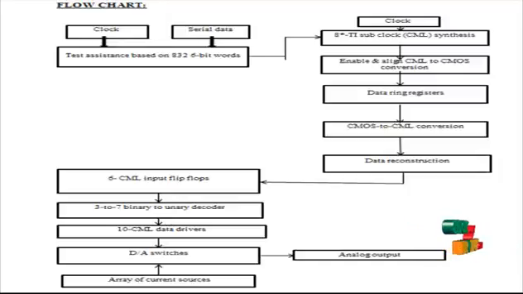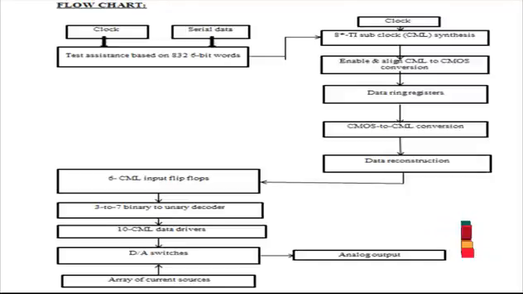Then CMOS to CML conversion is discussed. In this block, the CMOS signals are converted to CML signals for further operations. The CMOS to CML conversion has 8 sub-clocks as input. Then it performs the conversion operation and provides 8 CML signals.